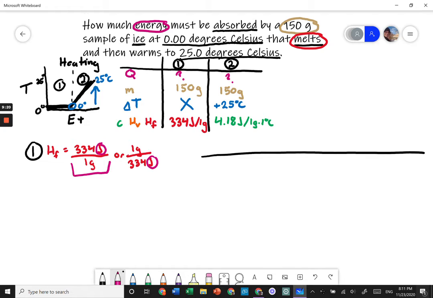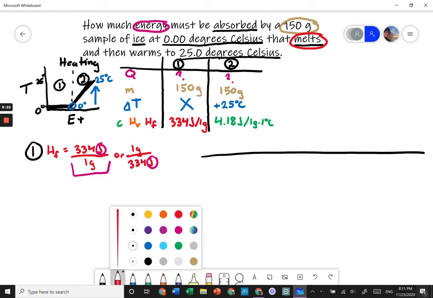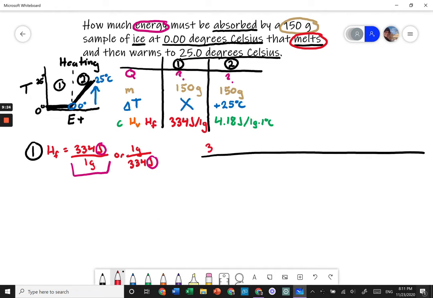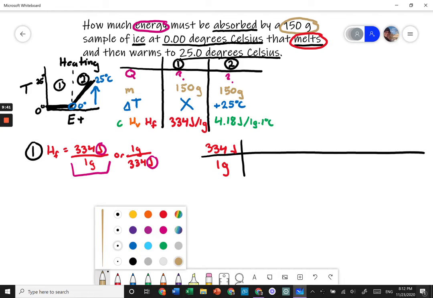So I'm going to put in the very first value I know, which is going to be this 334 joules on top and my 1 gram on the bottom. Then I'm going to put in the next thing I know. If I go back to my table, I do not know the Q, so I can't put in a Q. I do know my mass, so I'm going to go through and put in my mass.